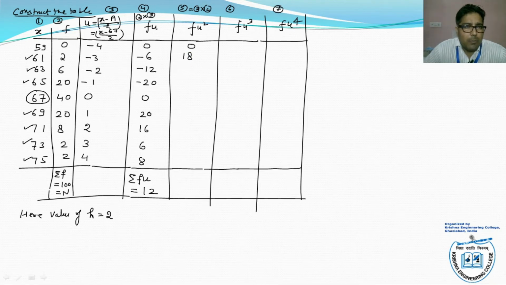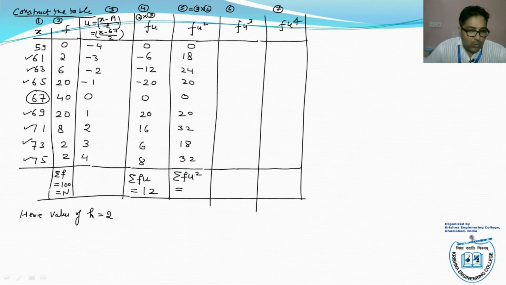The product of minus 2 and minus 12 becomes 24. The product of minus 1 into minus 20 becomes 20. 0. 1 into 20, 20. 2 into 16, 32. 3 into 6, 18. 4 into 8 is equal to 32. And find the summation fu square.